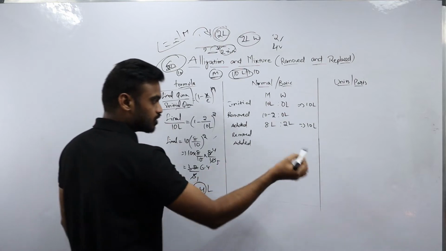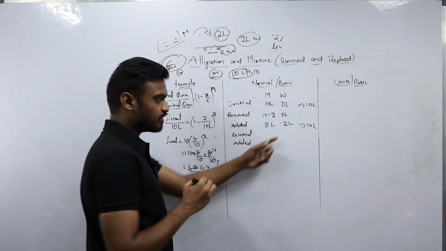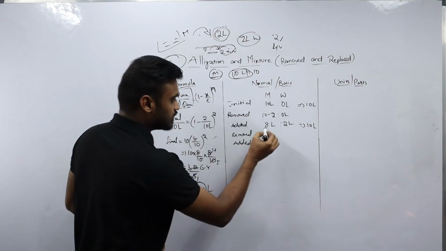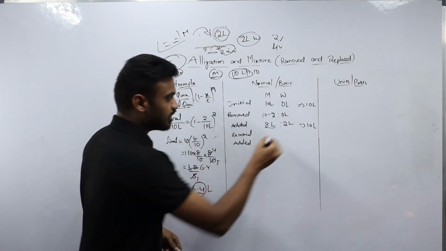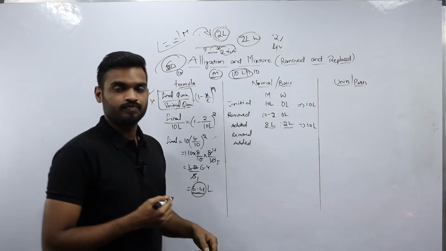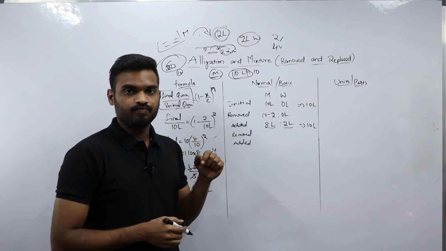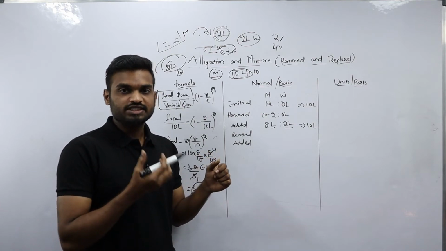Okay, so taking out 2 liters of mixture and adding 2 liters of water. Now we need to find out what is the content of milk in the 2 liters and the content of water in this 2 liters. From this 10 liters we are again taking out 2 liters of mixture. Now 2 liters is mixture here.